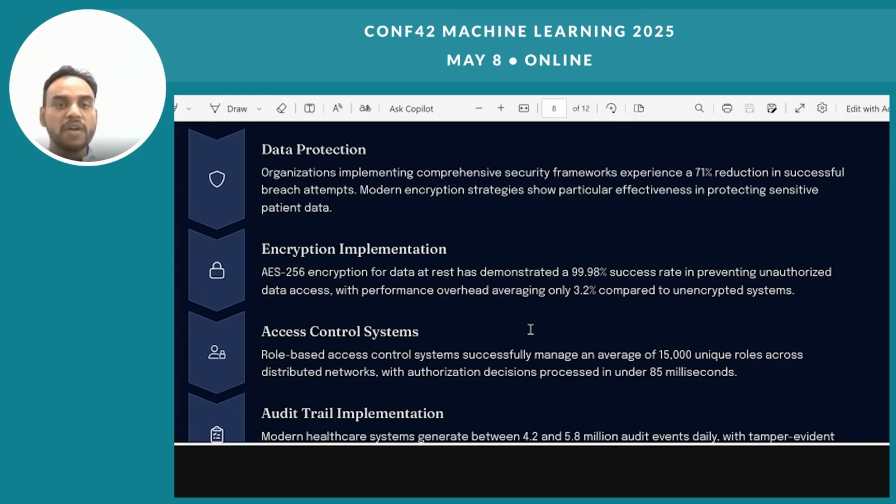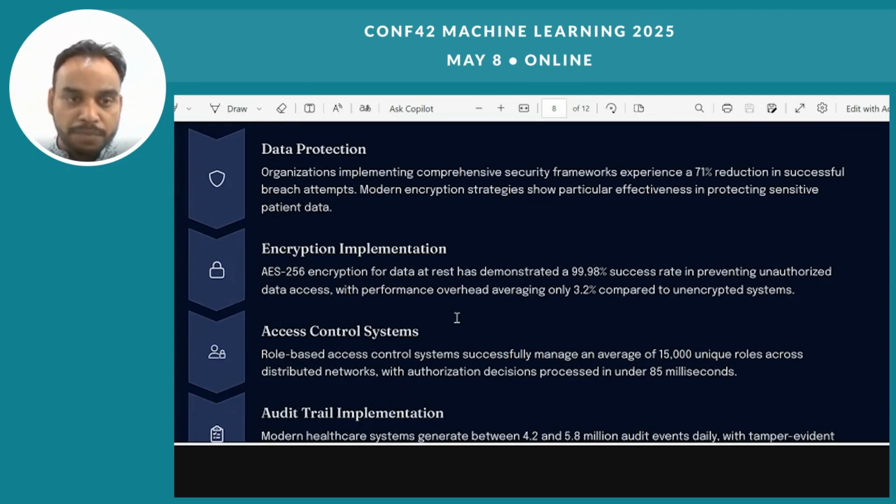Studies indicate that modern healthcare systems generate between 4.2 and 5.8 million audit records. Tamper-evident logging mechanisms ensure complete traceability of all data access and modification. Organizations implementing blockchain-based audit trails report a 100% success rate in maintaining audit log integrity across more than 1.8 billion logged events over a typical 6 month period.